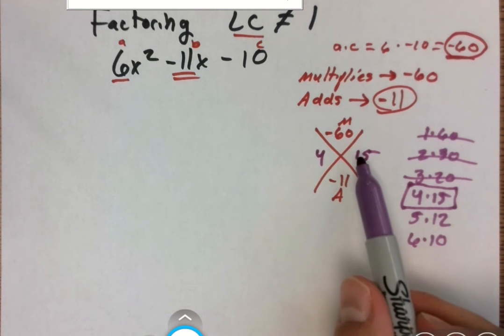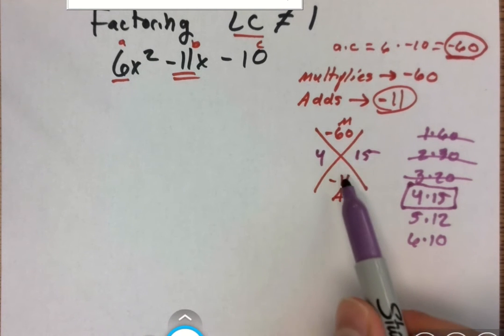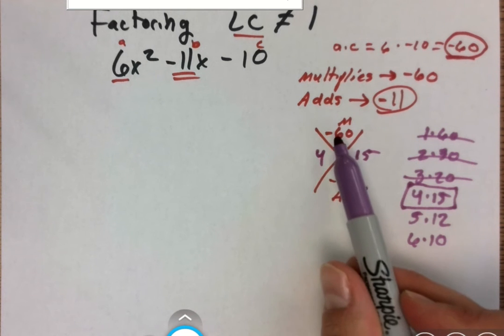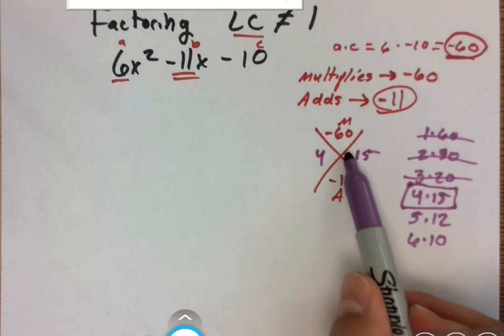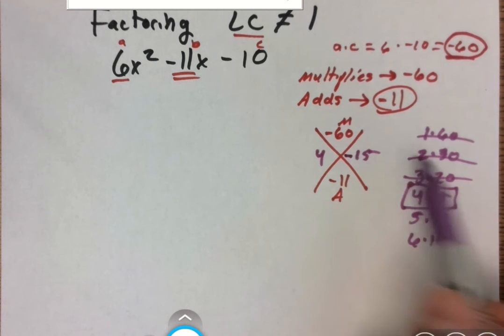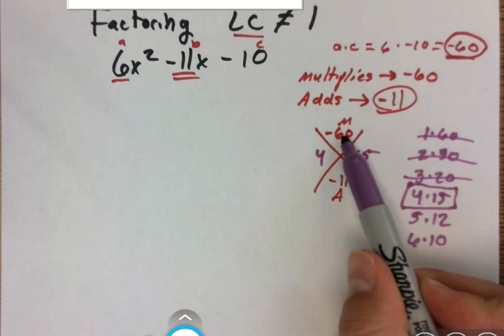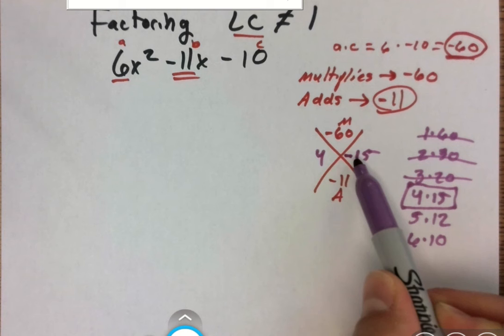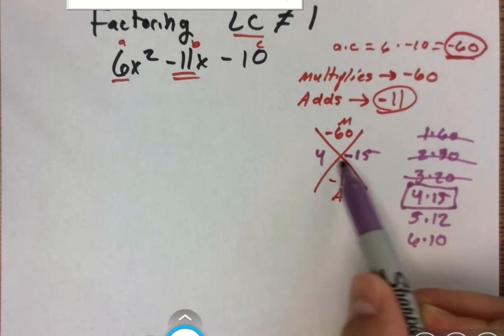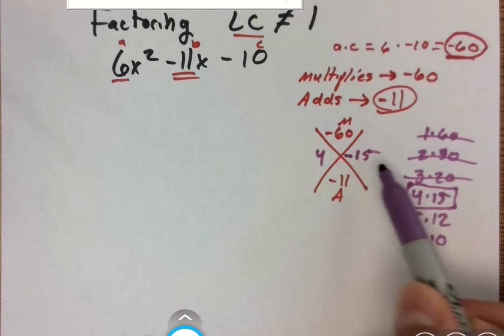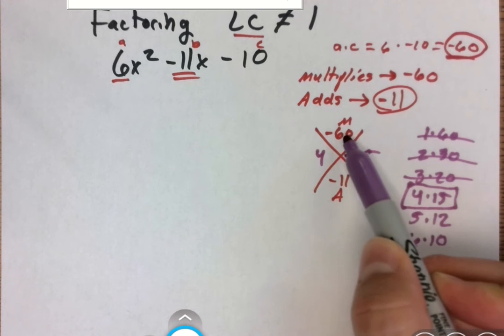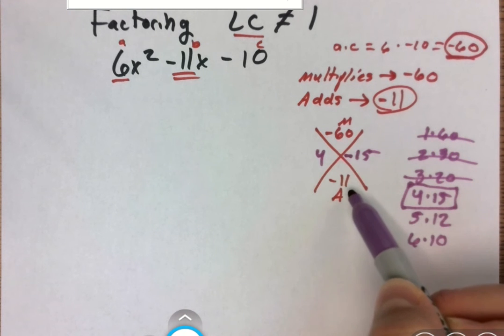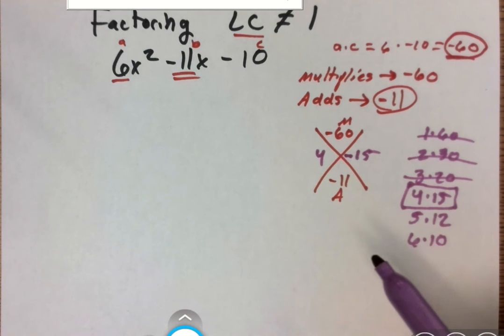Now, I need one of these to be negative because I'm trying to get negative 11, and also because it has to multiply to give me negative 60. So to get negative 11, the bigger one's going to have to be negative. So it'd be negative 15. So 4 times negative 15 is negative 60, and 4 plus negative 15 is negative 11. So these are my two numbers here. So that's the first thing you do: you do your A times C, figure out what that is, and then figure out what multiplies to give me that number and adds to give me the B value. And again, the B value is this number right here. All right, so this is a long process, but we can make it through it.